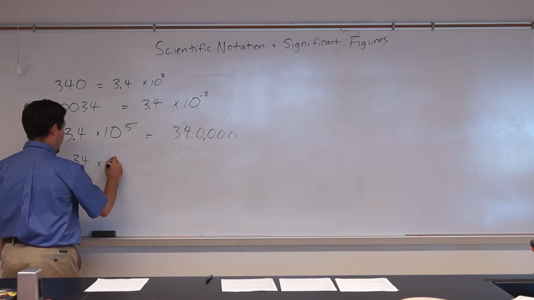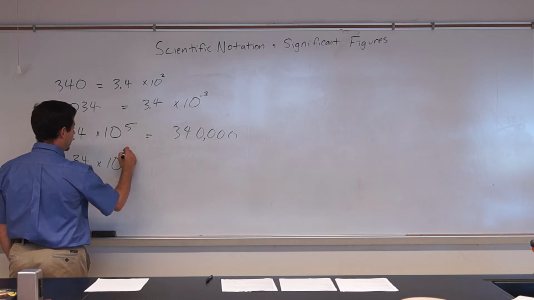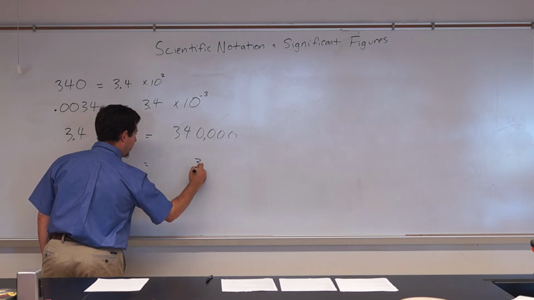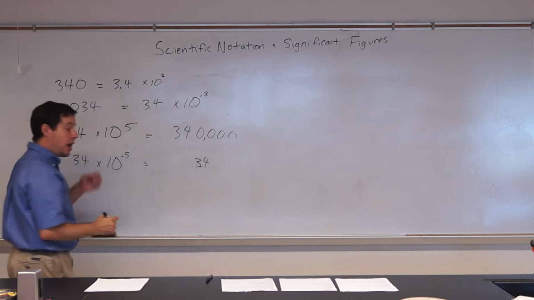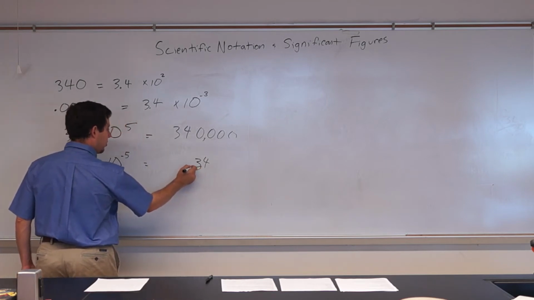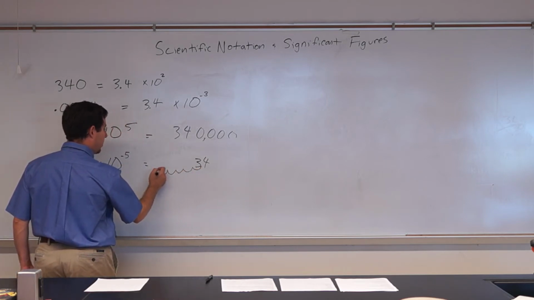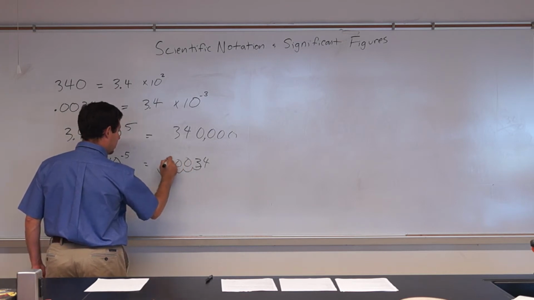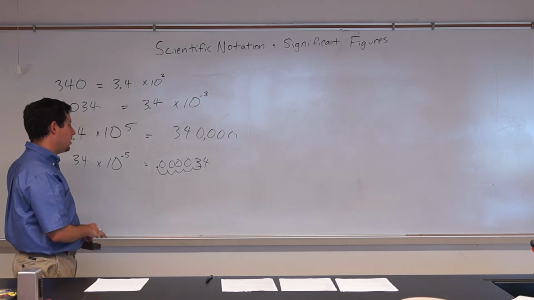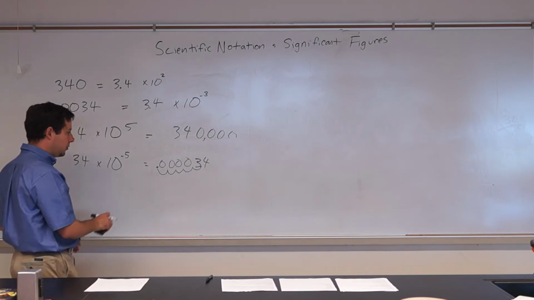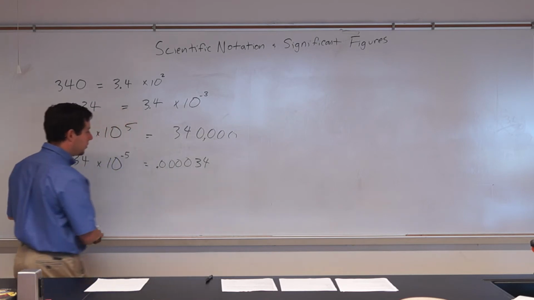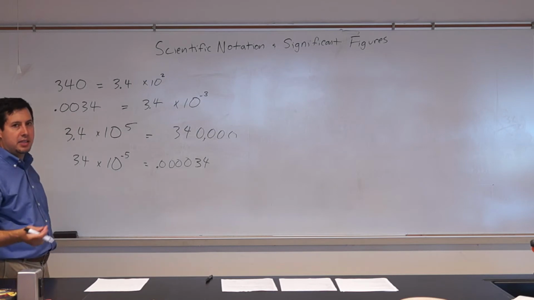Now take 3.4 times 10 to the negative 5. You're still starting with 3.4 there, but you're now moving the decimal point in the negative direction 5 spots. So 1, 2, 3, 4, 5. And you end up getting an answer of 0.00034. So that's scientific notation.